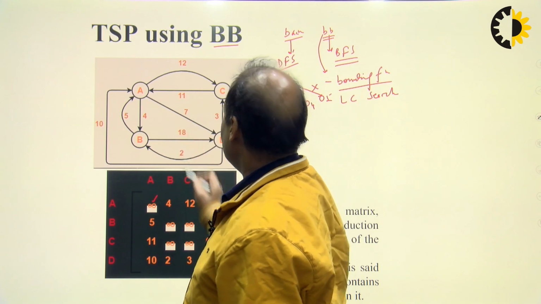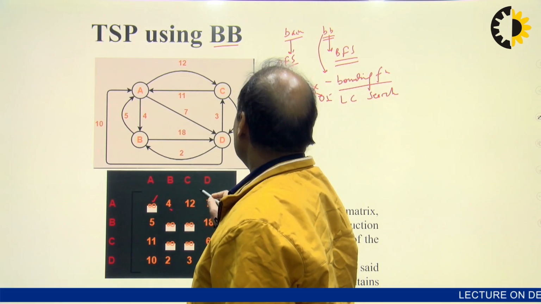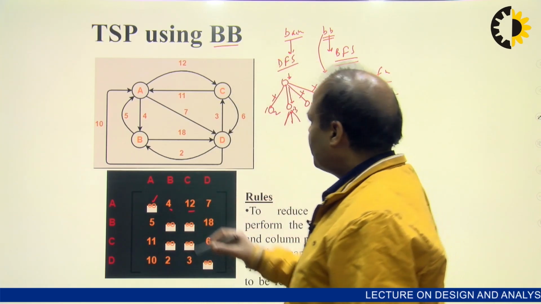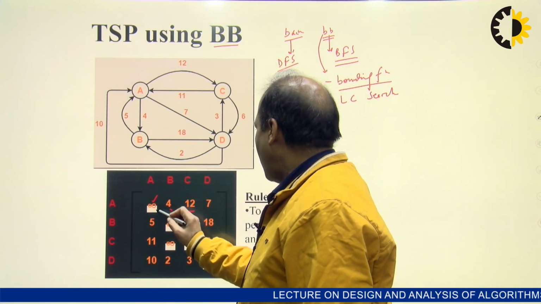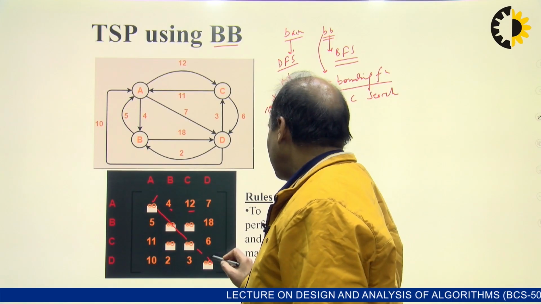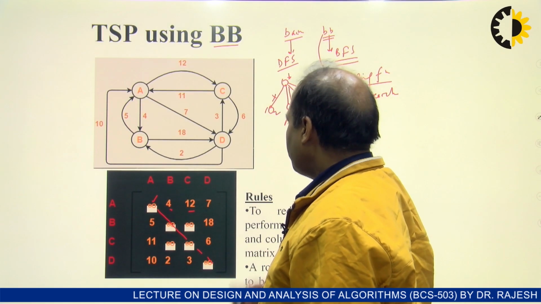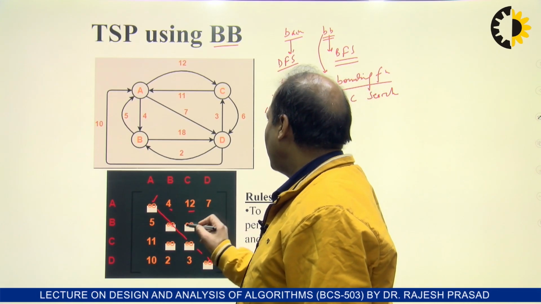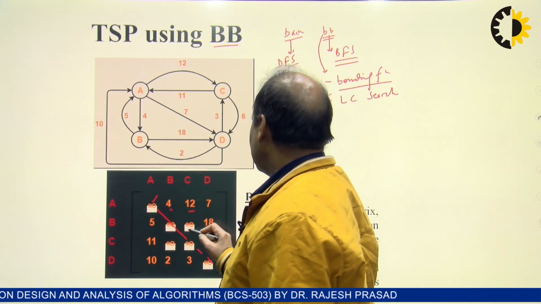A to B is 4, so this is written 4. A to C is going to be 12, so this is written 12. After making this adjacency matrix, remember here I to I is infinity. We assume that node I to I is not reachable, so mark it infinity, together with any vertex. B to C, there is no directed edge, so mark it infinity.